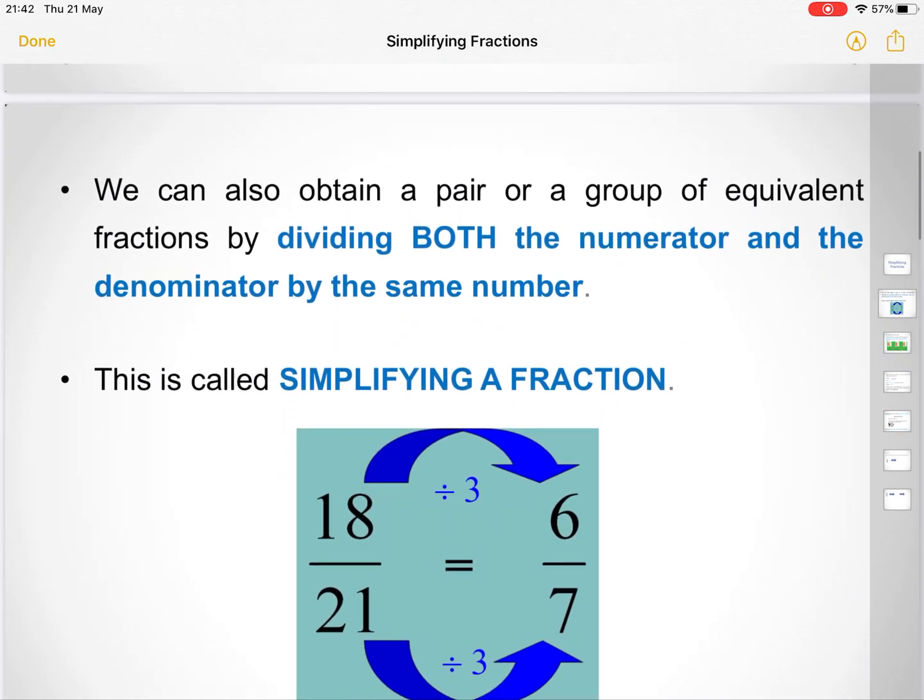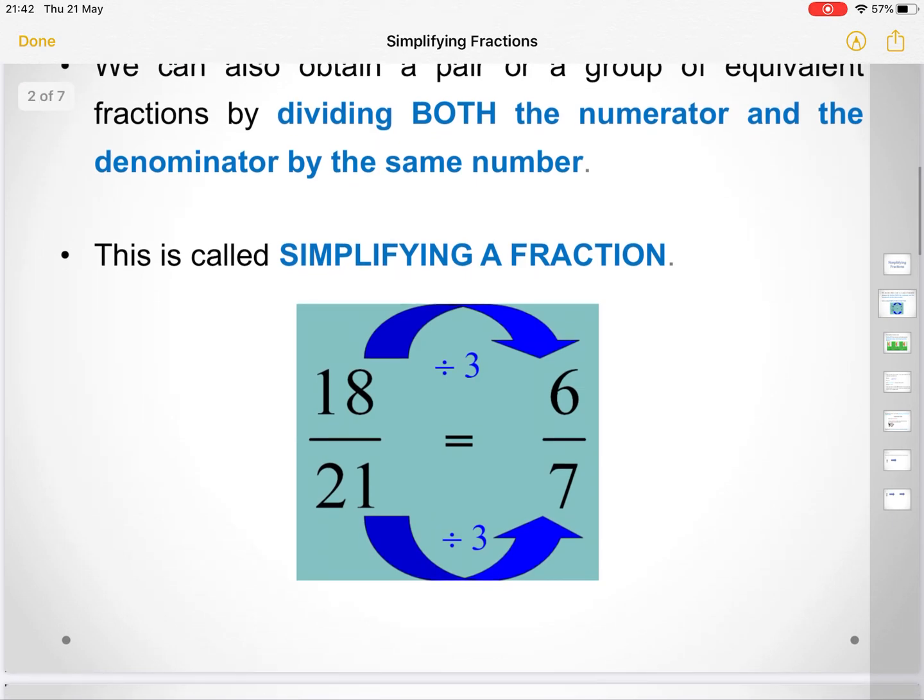So as we said, we can also obtain a pair or a group of equivalent fractions by dividing both the numerator and the denominator by the same number. Just like it was important yesterday that we multiply both the numerator and the denominator by the same number, when we divide the numerator, we need to divide the denominator by the same number. It's very important. And this is called simplifying a fraction.